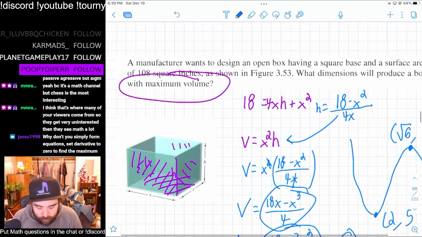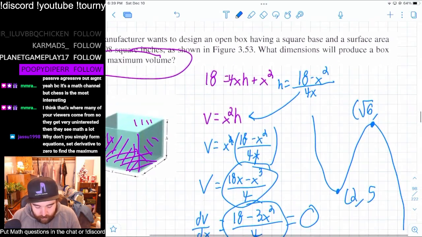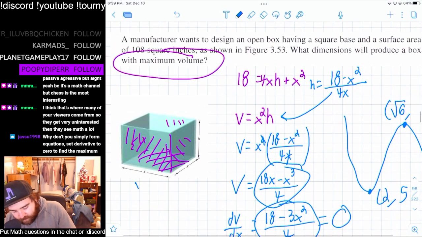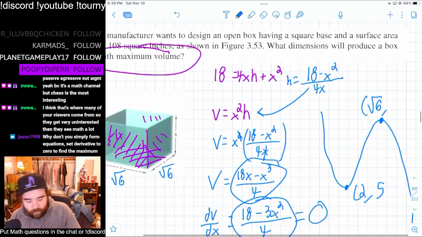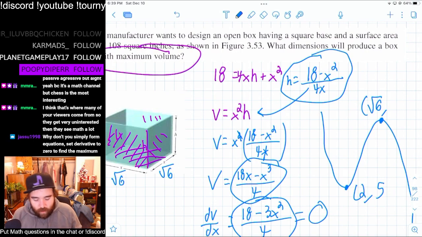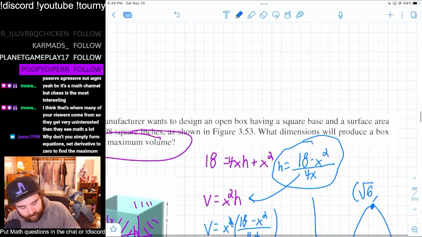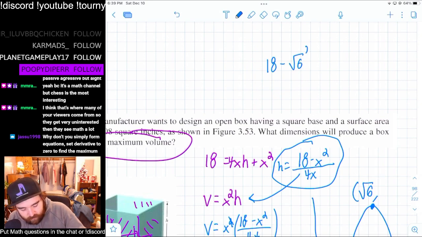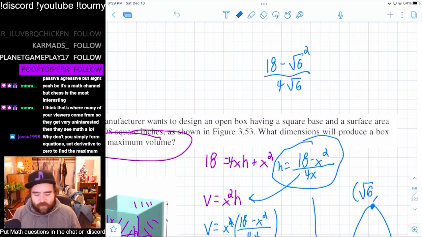What do they actually ask for? Yeah, what dimensions will produce the box? So we know we want that to be the square root of 6, and we know we want that to be the square root of 6. So now we should come back into our h equation that we just found, and we can use that to solve for what h should be, because now we know that x is the square root of 6. So h is 18 minus the square root of 6 squared, over 4 times the square root of 6.